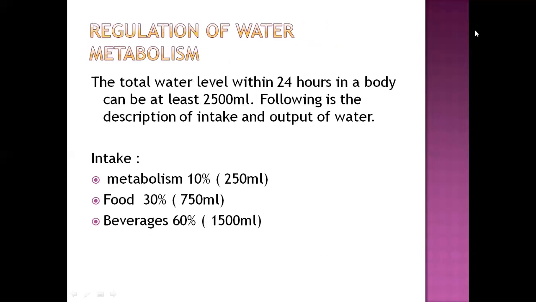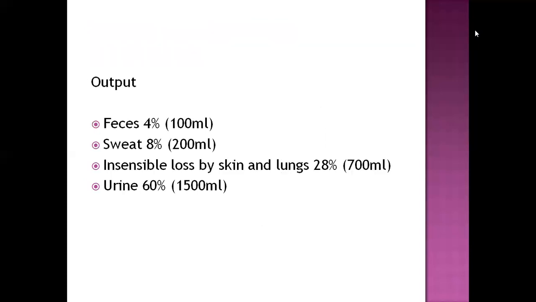In regulation of water metabolism, the total water level within 24 hours in our body can be at least 2500 ml. What happens is intake and output continuously. We continuously take water and throw out water through different mediums of the body, but 2500 ml should remain constant in the body. Intake through metabolism 10%, food 30%, and beverages 60%.